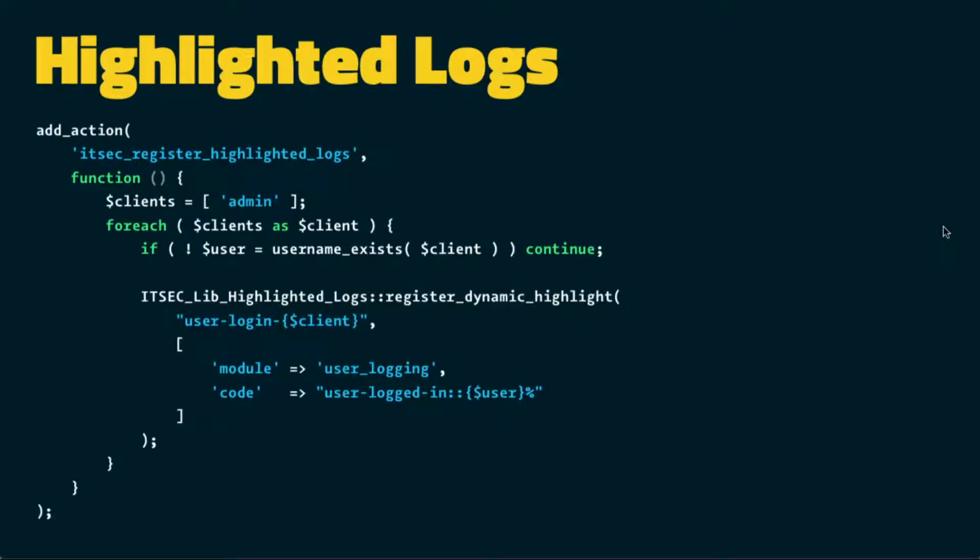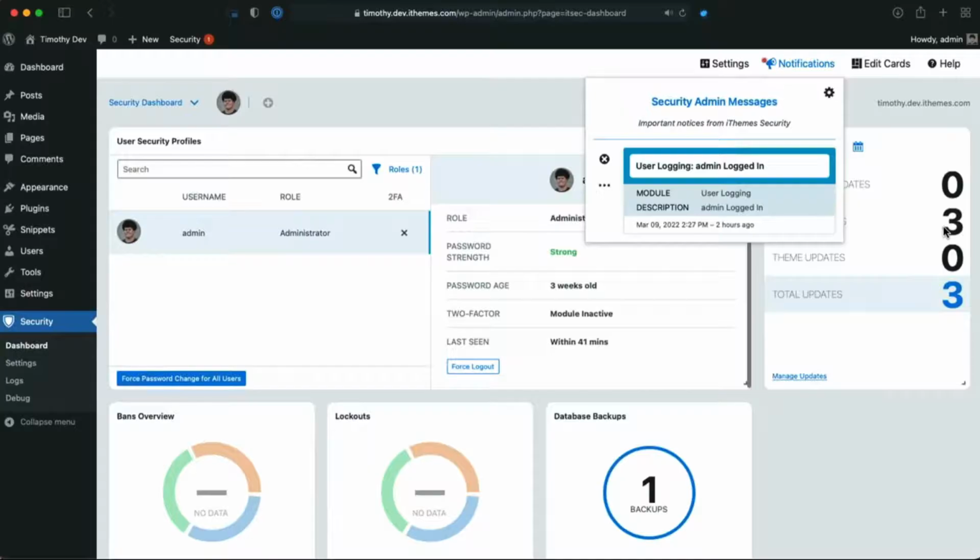Another example that might be interesting is highlighting all the times when your clients log in. You can highlight the most recent time that any of these users have logged in. I have this array here called clients with admin in it, and you could add the usernames of any of your client users or any users that you want to monitor. We're registering a highlight for them that says, when is the last time this user logged in? Then it will show up in the dashboard like this. You can see, user logging, the admin logged in. This happened March 9th, 2 hours ago.